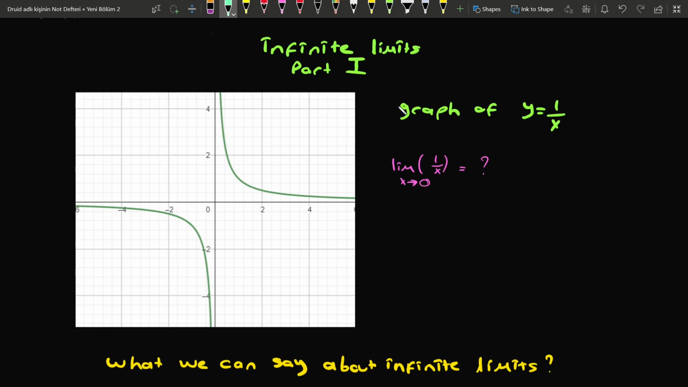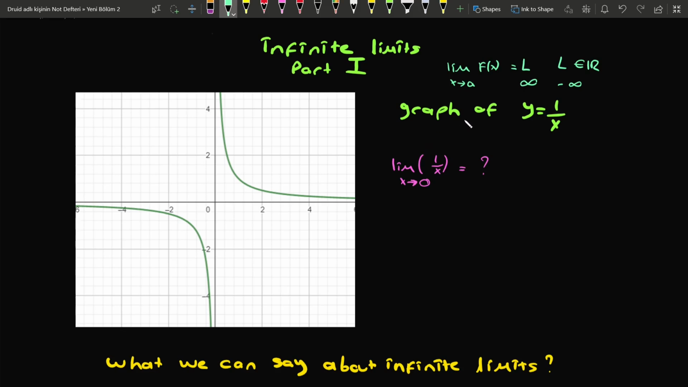So, we used to see limits where we approach a, and as we approach, the function gets to an L which belongs to the set of R. But we will see that it does not have to approach L all the time. It can approach infinity or negative infinity sometimes. In this video, we're going to talk about these.